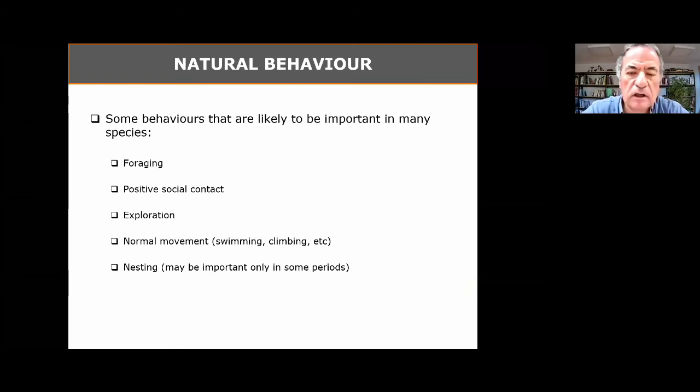I think that if we look carefully at the literature on farm animal welfare, on laboratory animal welfare, and some work done with companion and zoo animals, we can conclude that there are some behaviors which are likely to be important in many species. This is not meant to be a comprehensive list, but I would like to suggest that, based on current evidence, having the ability to show normal foraging behavior, positive social contact in social species, exploration, normal patterns of movement, which could be swimming, climbing, and so on, and nesting, if that applies to the species in question, and perhaps in some periods, is going to be important for the welfare of the animals.